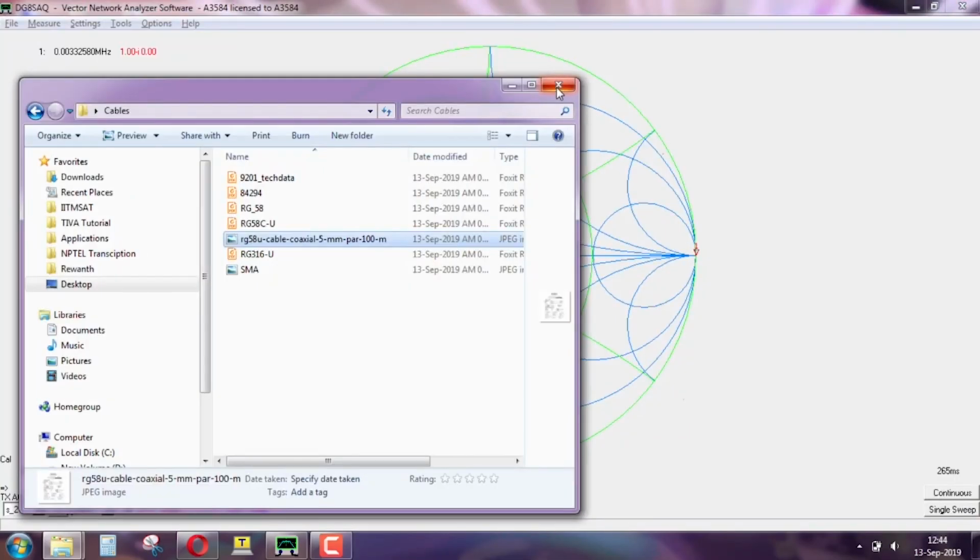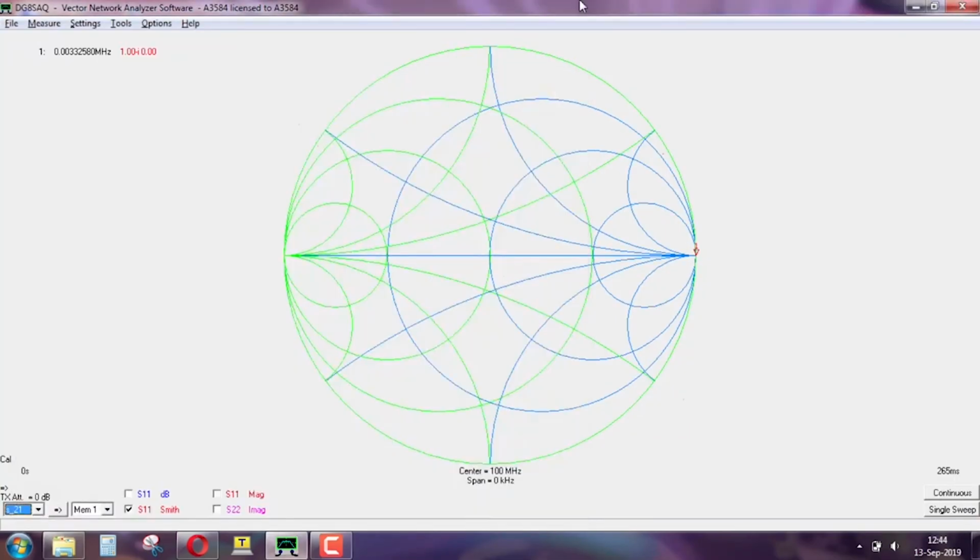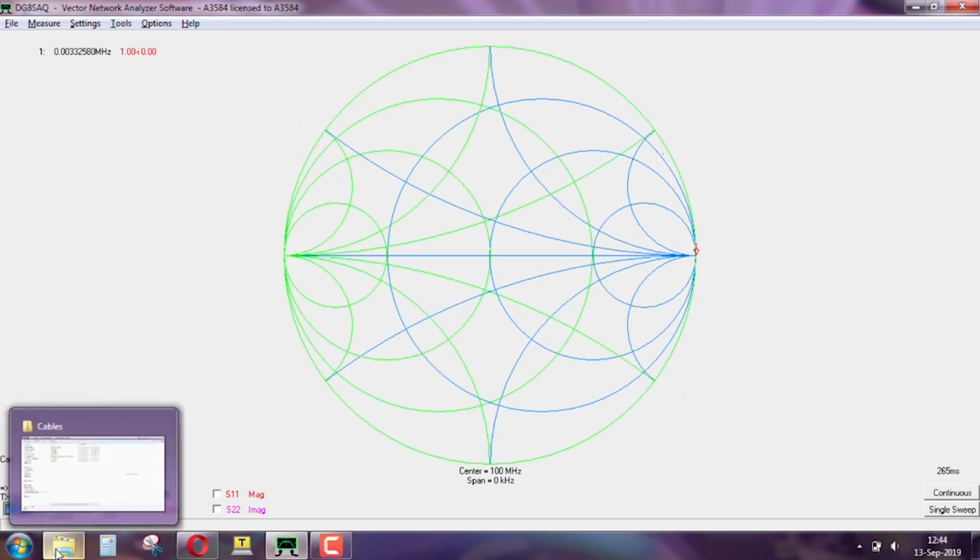Now, what we are going to do is we are going to use these cables. I just picked this up from a lab, but the lab has very sophisticated instruments. And one of the instruments that the labs in IIT have is the vector network analyzer.